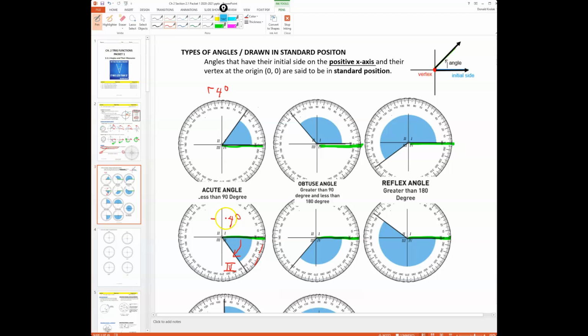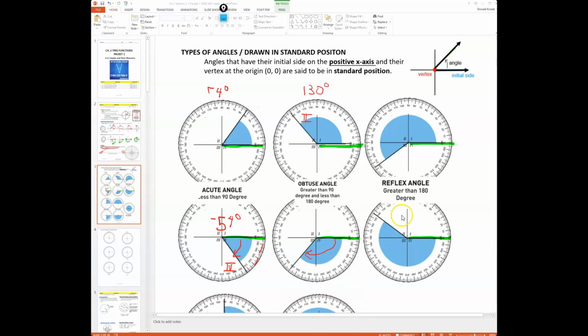All right, the next angle most of us are familiar with are obtuse angles. Those are angles that are greater than 90 but less than 180. So we have a positive obtuse angle of about 130 degrees. It terminates in quadrant 2. That's where its terminal side is.